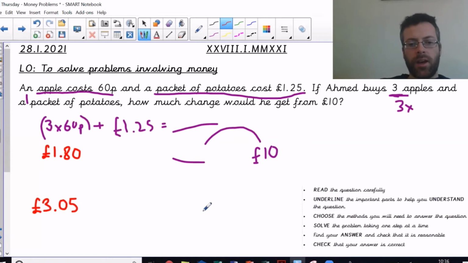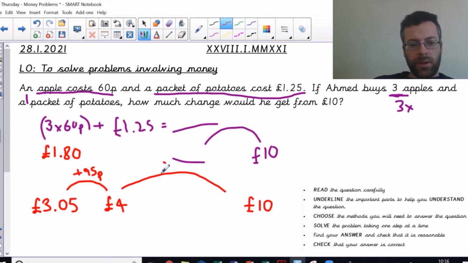Okay. Now I'm counting on until I get to £10. So I'm going to add 95p. And that's going to get me to £4. Another cool pound sign. And then from £4 to £10, that's going to be £6. So my answer is £6.95. So I'm going to check that that is reasonable.